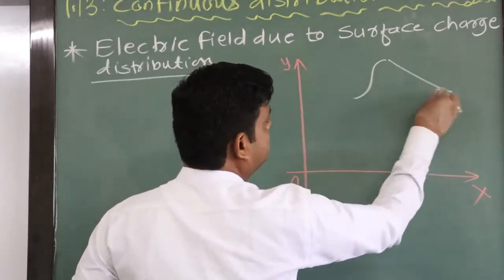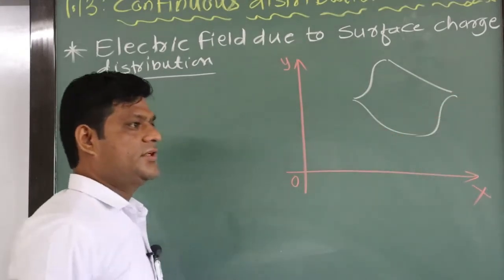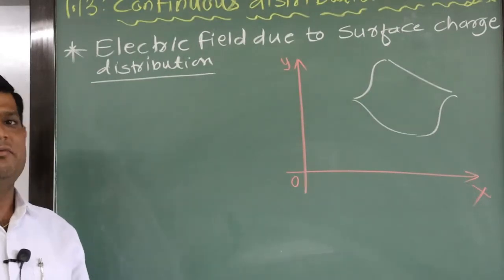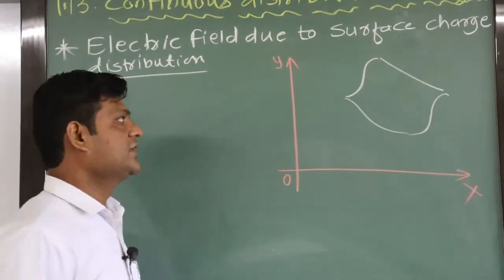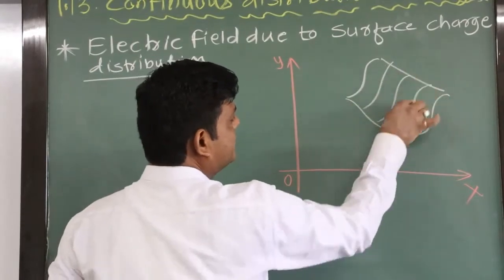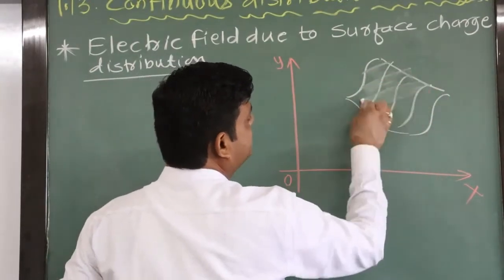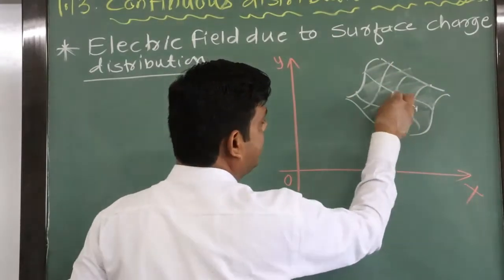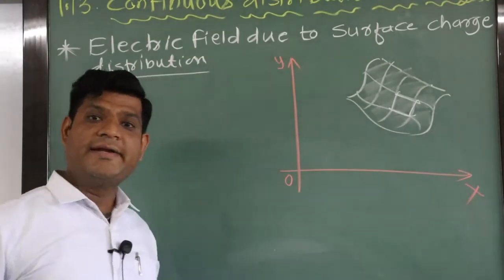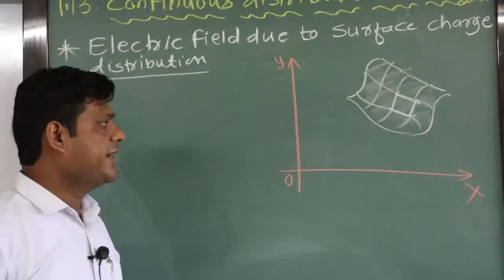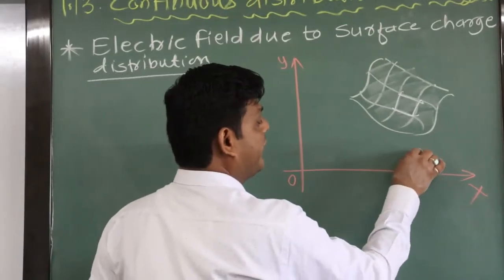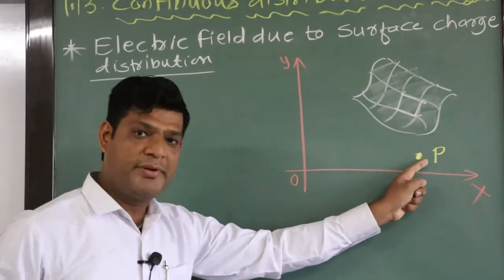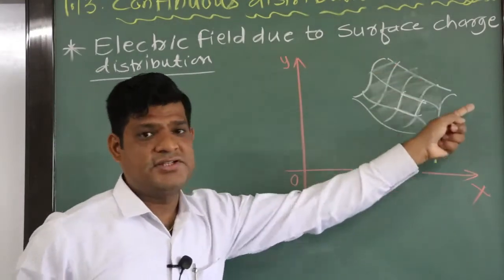Suppose this is a surface. Surface means, we can say that a page of a notebook, a thin wall, we can consider as a surface. So this is the surface, and we divide this surface into very small areas. Consider one of the small areas. What is our target? To find the electric field at a point P.